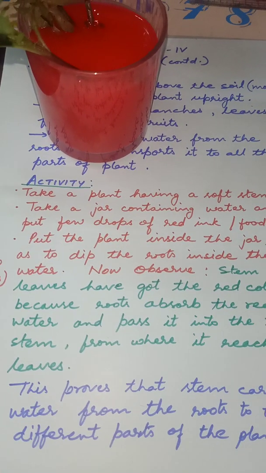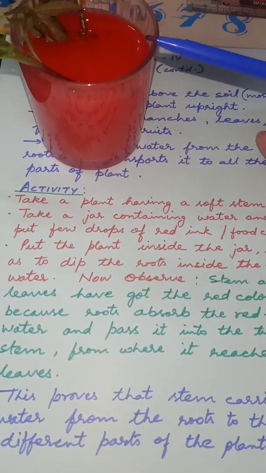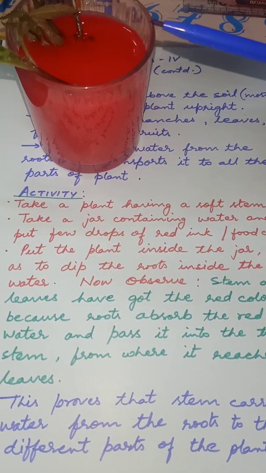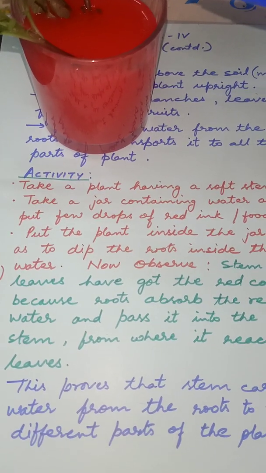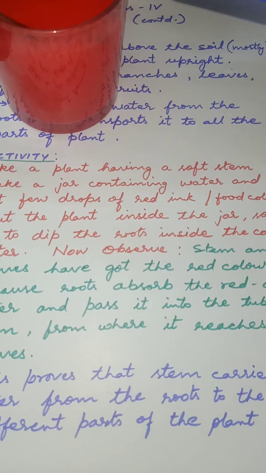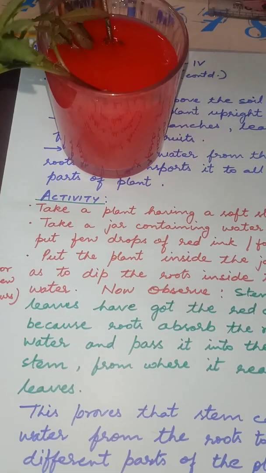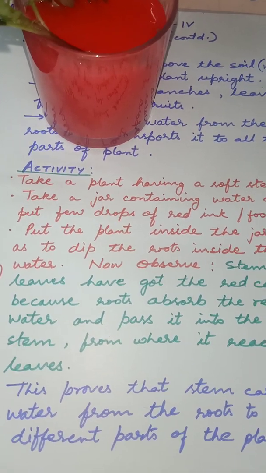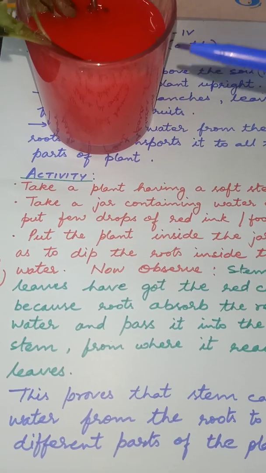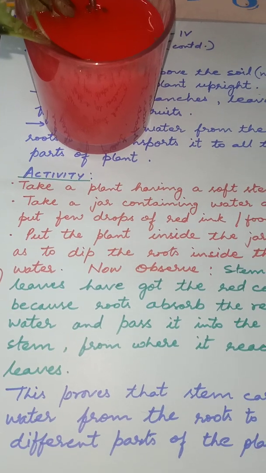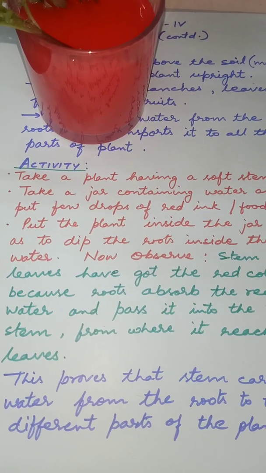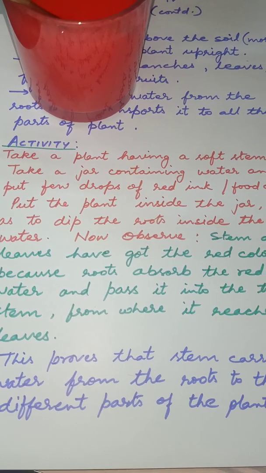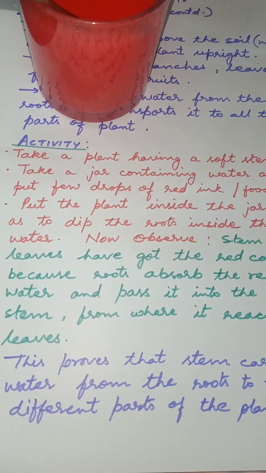Then I have taken a container in which I have taken water and then I have put a few drops of red food color inside it. Any color you can put, your poster color you can put, just to dissolve it in the water so that it differentiates between the normal water and colorful water. Then I have kept the plant inside it. This needs about 6 to 7 hours at least, so that you can have a good result for it.